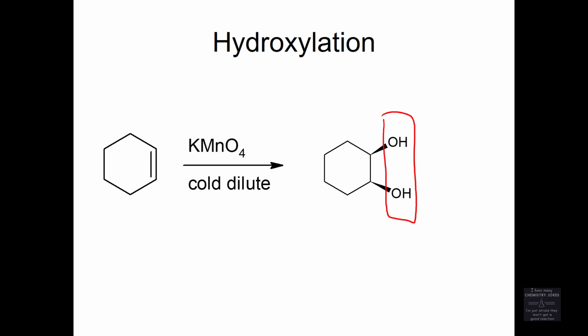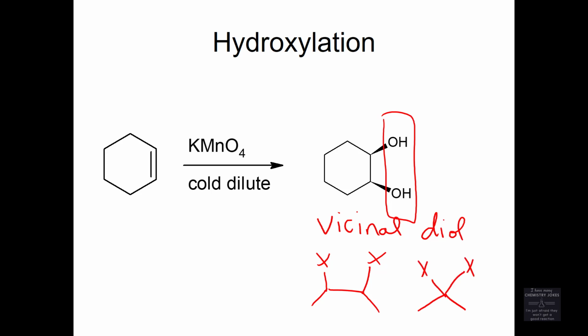A word for 2 alcohols on neighboring carbons, or 2 anything on neighboring carbons, is vicinal. Vicinal means 2 groups on neighboring carbons. Whatever those groups are, they are vicinal. So this is a vicinal diol. There's another term that is also used when there are 2 things of the same type on the same carbon. That's in reference to the Gemini twins. It's a geminal diol if this were 2 OHs where the X's are.